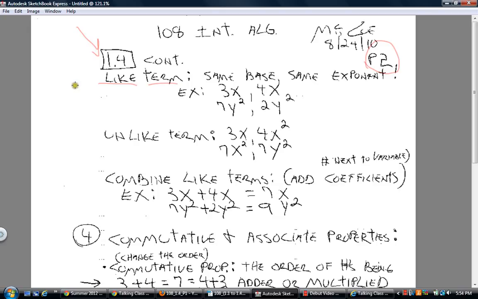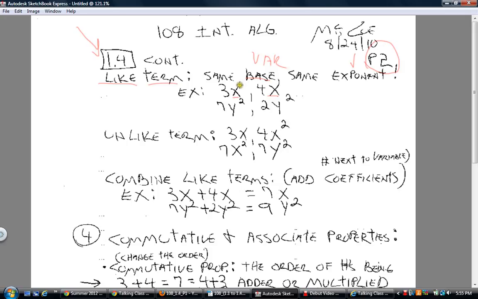It basically is a way to describe when you've got variables. They are called terms, and when you have the same base variable and the same exponent, then you can combine them, meaning adding or subtracting. So if they ask you this question of 3x and 4x, are they like terms? The answer is yes. Why? Same base variable, same exponent.